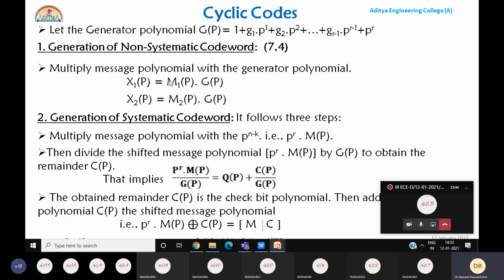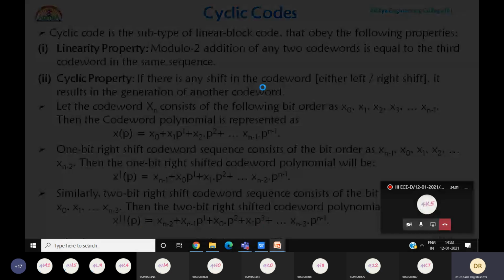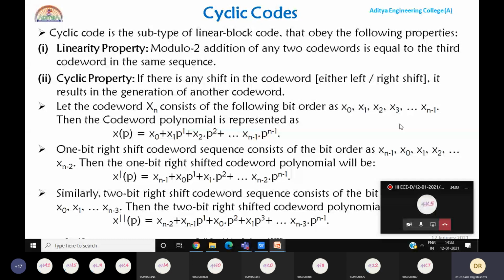Then the code word will be obtained by taking each and every combination of message bits. The first combination is 0000, and based on the LSB bit and MSB bit, write it in the polynomial form. Okay, so already you know how to write it in the polynomial form based on the MSB bit or LSB bit. Here x0 is the LSB bit and x(n-1) is the MSB bit. Then MSB bit into p power.